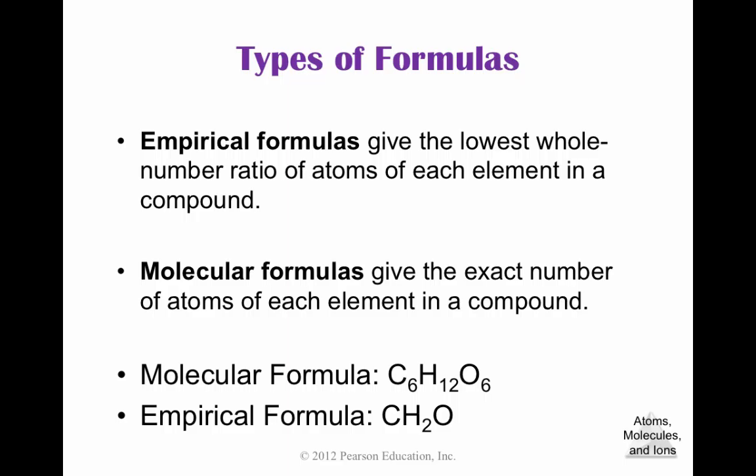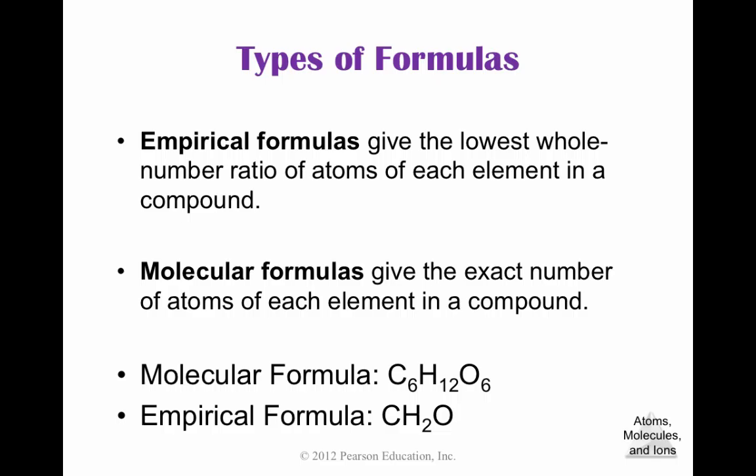And then we can have 2 types of formulas. We can have the empirical formula or the molecular formula. The empirical formula gives the lowest whole number ratio of atoms. The empirical formula is the simplest formula we can have. You can see an example down at the bottom. The empirical formula is CH2O. You cannot get it any simpler than that.